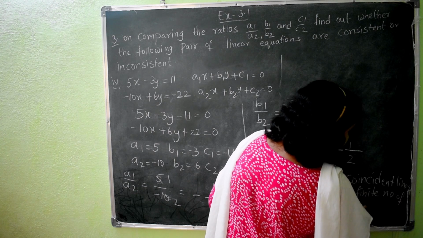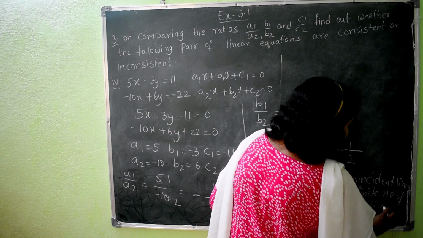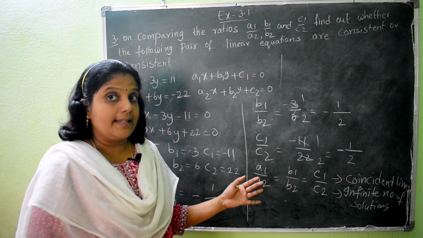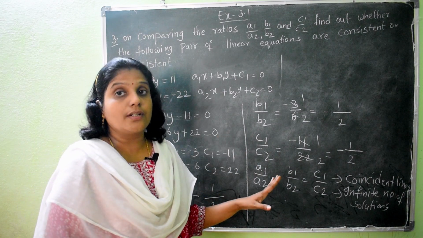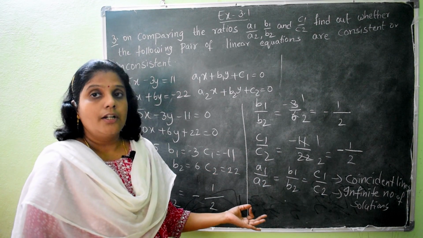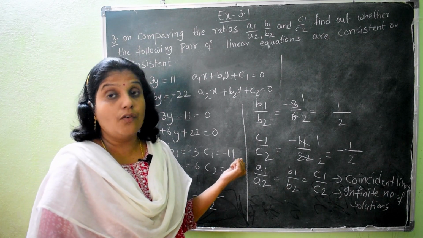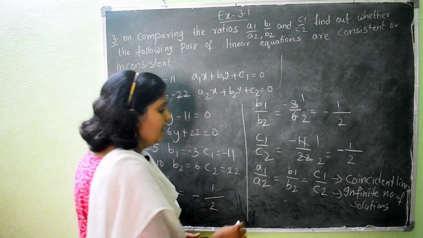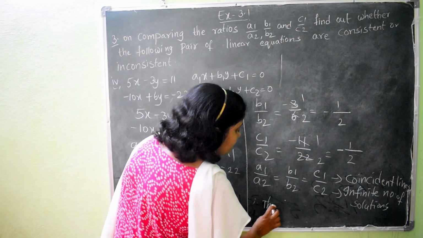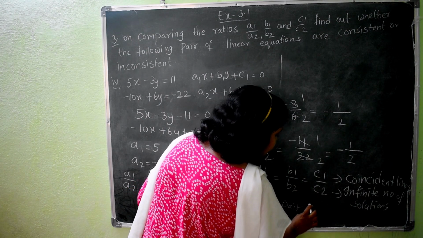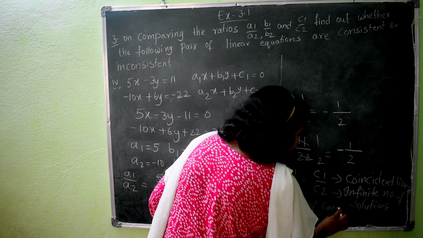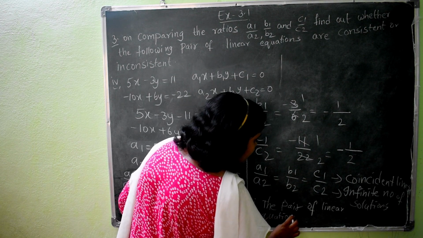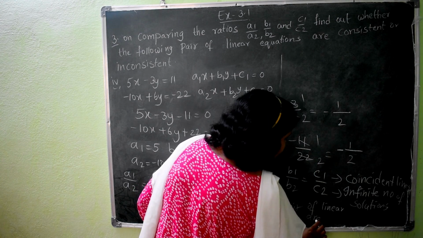Infinite means it has at least one solution. Coincident lines have so many solutions, but our condition is that it should have at least one solution. So, we have an infinite number of solutions, and we are satisfying the condition for consistent. So, now we can say that the pair of linear equations is consistent.